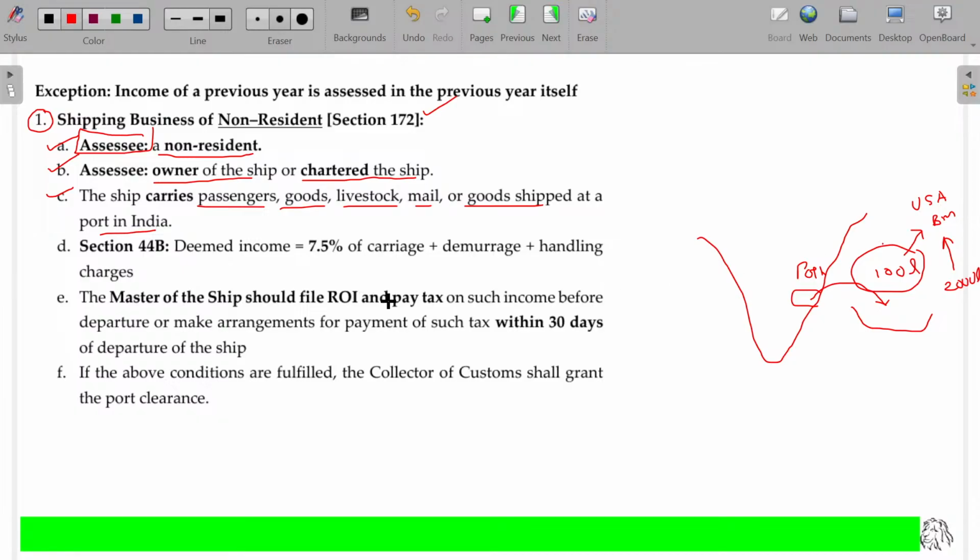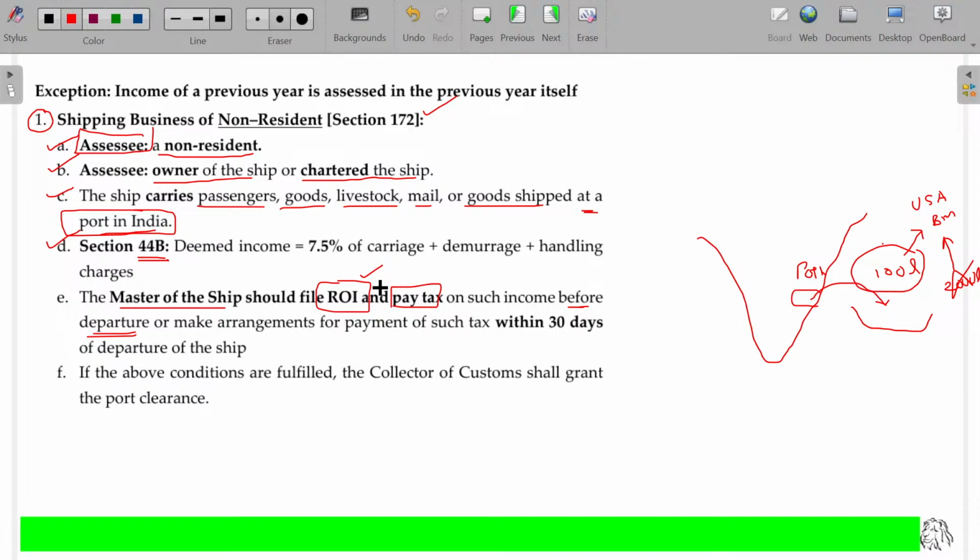Right. So at the port in India means Indian income. This one we never bother about. Section 44B, we'll see that later on. And the master of the ship should file ROI and pay tax. Before the ship leaves, who has to pay the tax? It should be calculated and the tax paid.